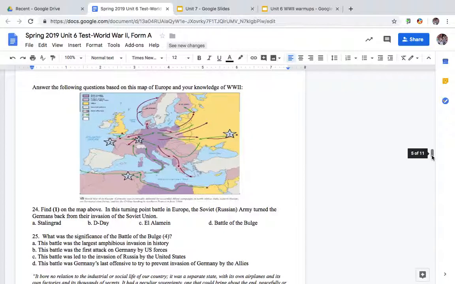Okay, number 24. Find number 1 on the map. In this turning point battle in Europe, the Soviet-Russian army turned the Germans back from their invasion of the Soviet Union. A. Stalingrad. B. D-Day. C. El Alamein. D. Battle of the Bulge.